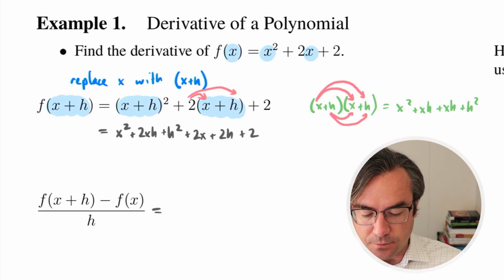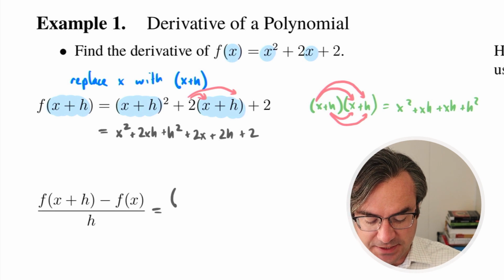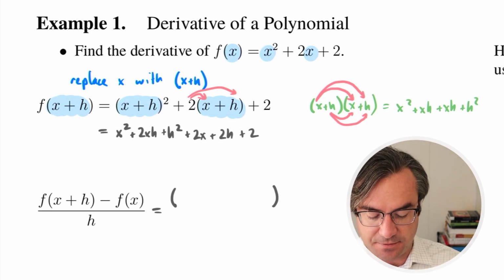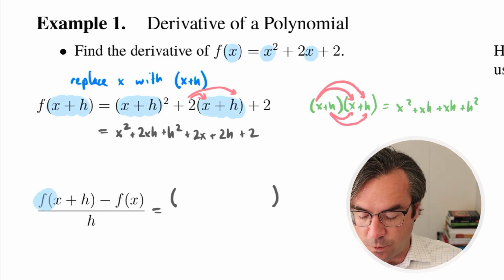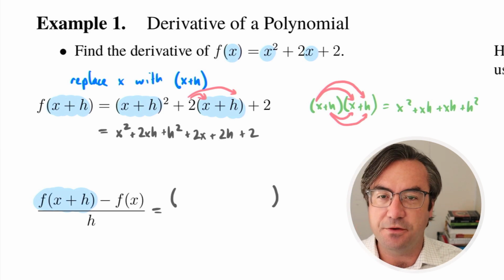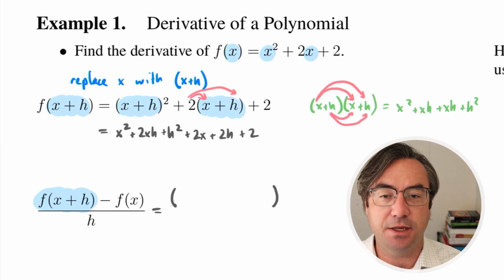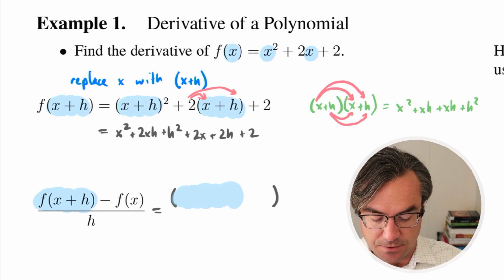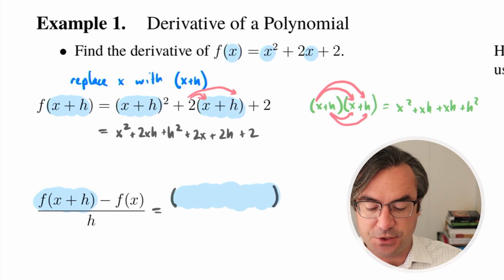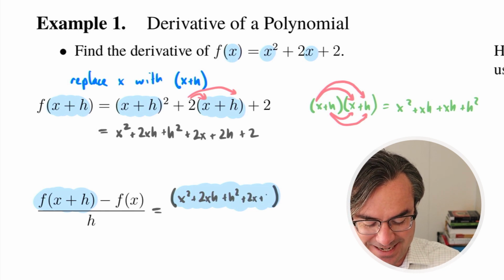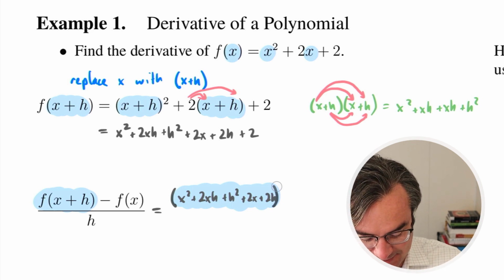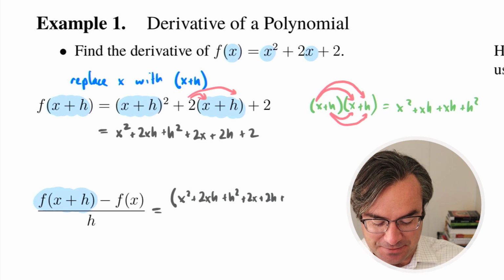Well, we'll get a big set of parentheses. And in this big set of parentheses, the first one here, we're going to fill in our f of x plus h. That's what we just figured out. So our f of x plus h here we found to be x squared plus 2xh plus h squared plus 2x, plus 2h plus 2.